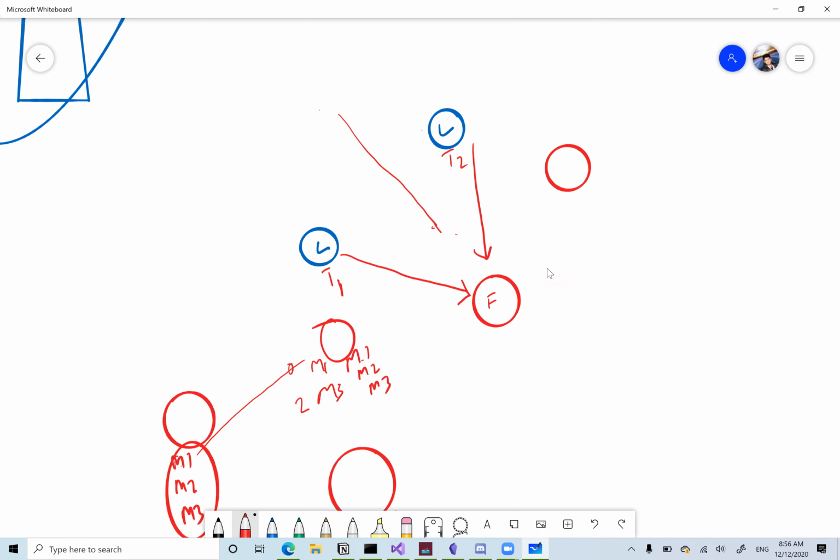Because when T1 will not get heartbeat from T2, it will time out and then it will become a candidate and will ask for vote from both the other nodes. And then those two nodes can say yes, and T1 can become the leader. Okay. So then this one will become leader and its term will be T3. So now this one is also leader and this one is also leader.